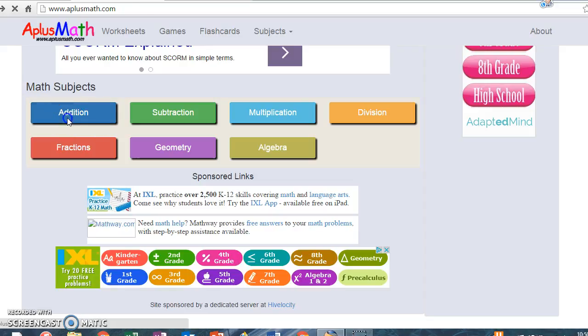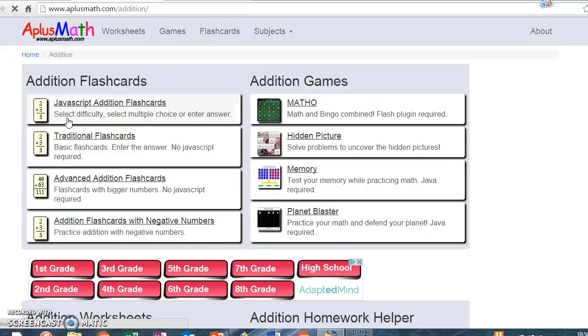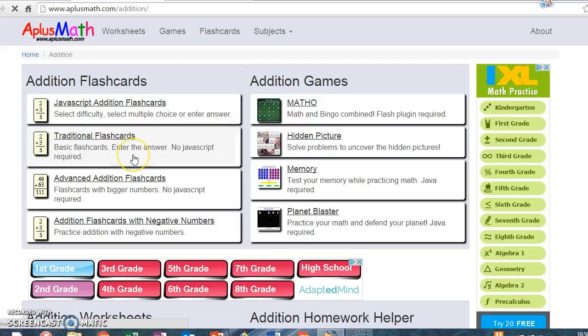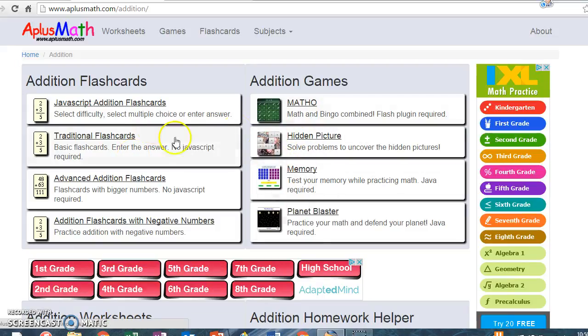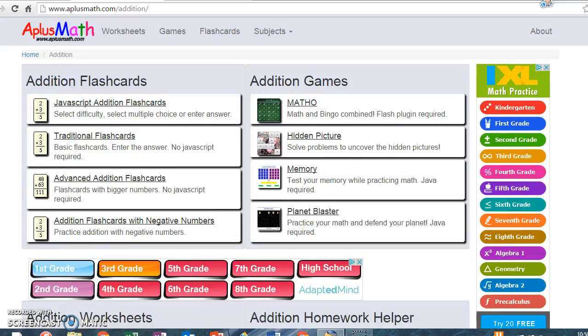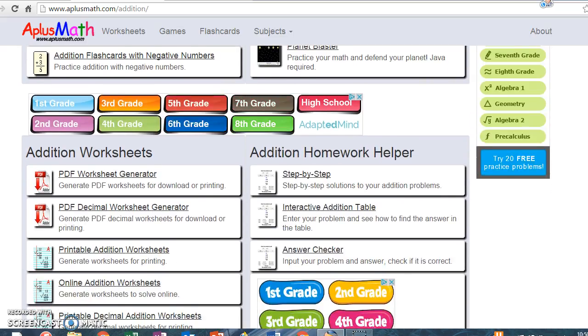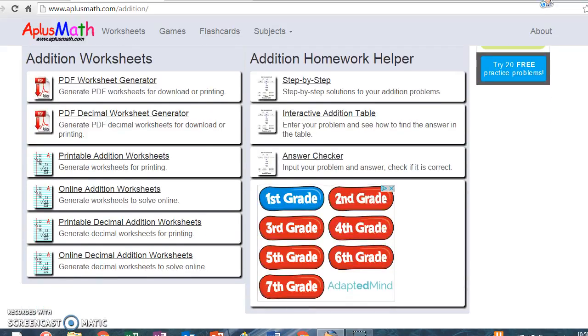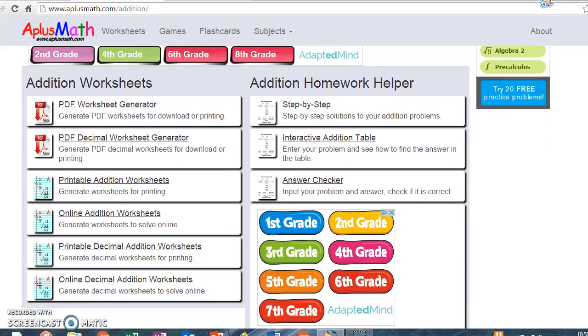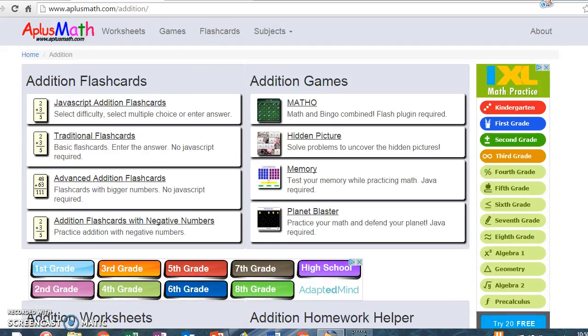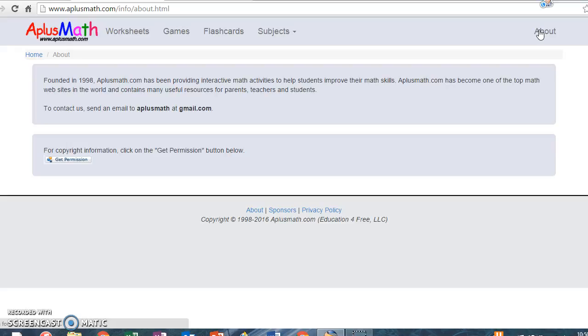addition, which is the screen I was just on, it gives you math cards, traditional math flashcards. There's hidden picture. These are all different games that the kids can play. And then further down would be worksheet generators, answer checker, things like that. And there's options for additional online worksheets, things like that. Under the About tab, there is when the website was founded.